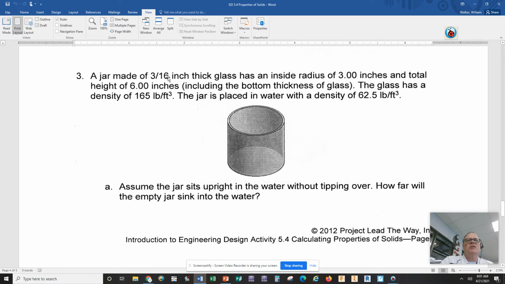They're telling you how thick the glass is, what the inside radius is, what the outside height is, and then they're giving you the density of glass and the density of water. But beware, these densities are in cubic feet. Our measurements are in inches. So we're going to have to change cubic feet to cubic inches by dividing by 1728, which is 12 cubed. So just be aware you're going to have to change these densities.